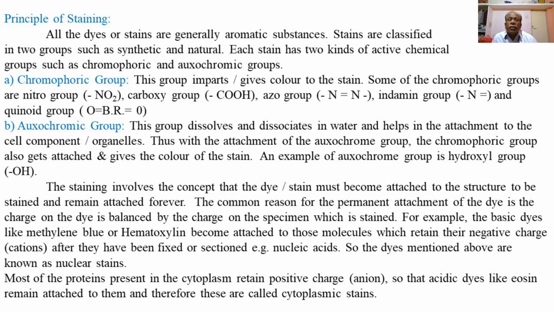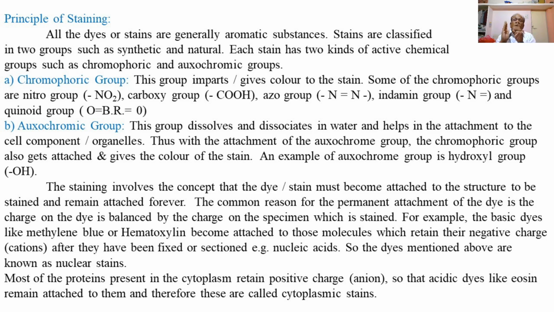For example, the basic dyes like methylene blue or hematoxylin become attached to those molecules which retain their negative charge after they have been fixed or sectioned, and their example is nucleic acids. So the nucleic acids such as DNA or RNA, which have a negative charge, can bind with the basic stains or the nuclear stains such as methylene blue or hematoxylin, which have a positive charge. So the dyes mentioned above are known as nuclear stains.